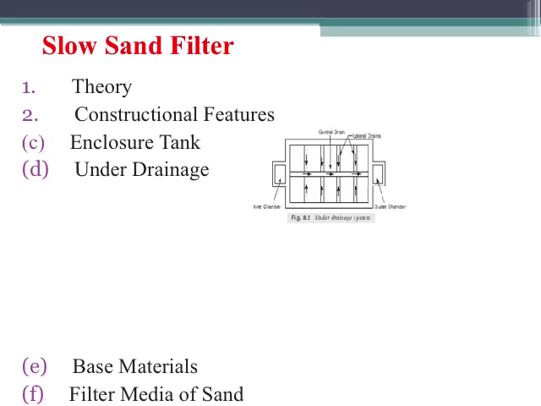Although their use has decreased, they may still be preferred on some plants at warmer places where covers on the filters are not required to protect them from freezing. Slow sand filters normally utilize the effluents from plain sedimentation tanks and are used for relatively clearer water. The slow sand filter consists of the following parts: the enclosure tank, under drainage, base materials, and filter media of sand.